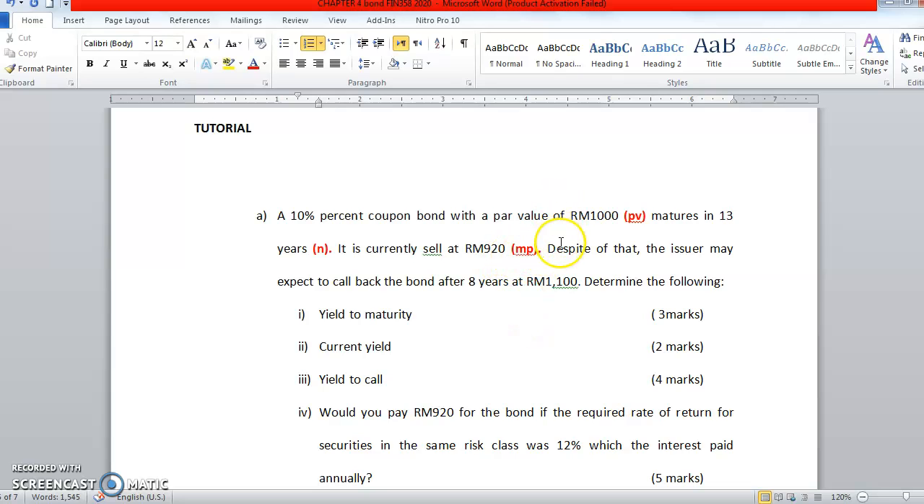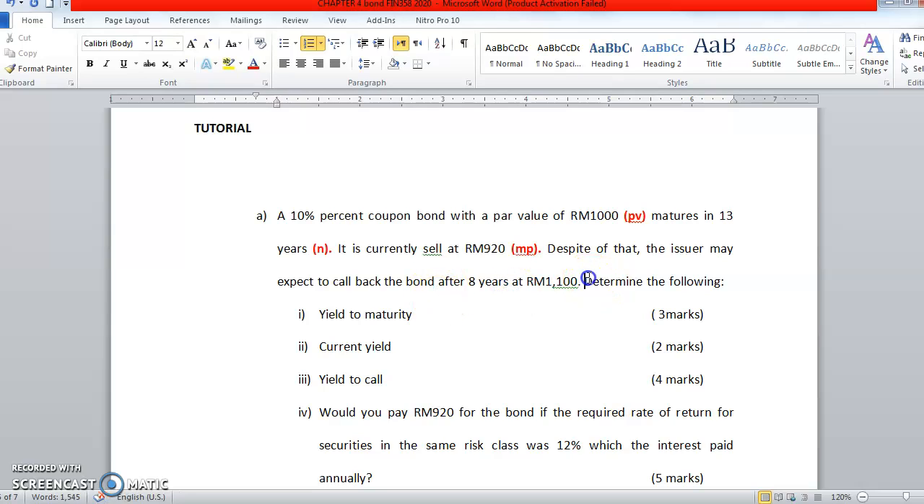So despite that, the issuer may expect to call back the bond after 8 years at RM1100. So how is this useful? This will be useful for you to calculate the yield to call, right? So when we are going to calculate the yield to call, we will use this RM1100 instead of this market price. Later on, I'll show you how.